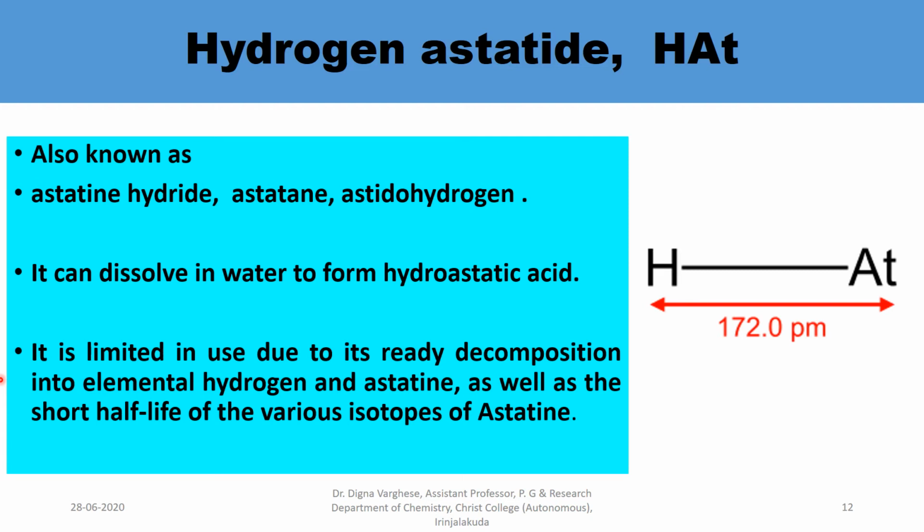So it has limited use because it is an unstable compound, as well as because of the short half-life of the various isotopes of astatine. We know astatine is a radioactive halogen, so its short half-life is also one reason for the limited use of hydrogen astatide. The second reason is the ready decomposition of the formed hydrogen astatide into hydrogen and astatine gas.